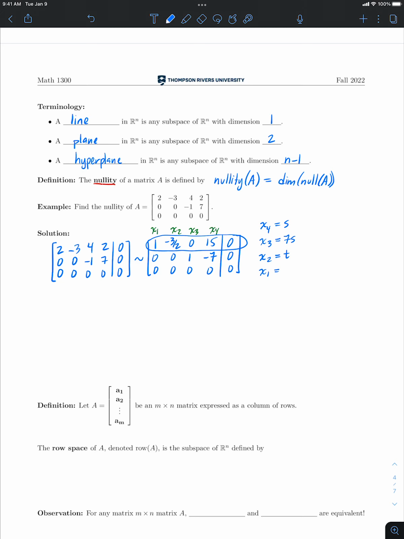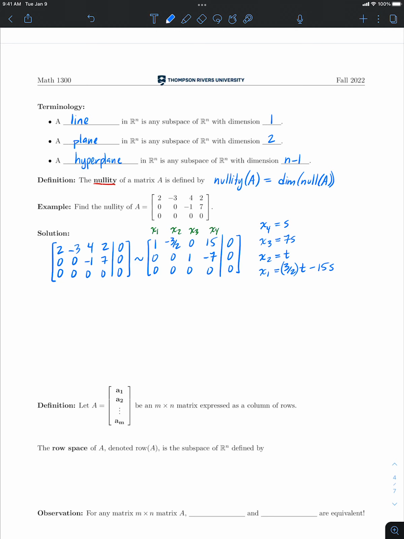We'll end up getting x1 minus 3/2 x2 plus 15x4 is equal to 0. So if you isolate x1, you're going to get, on the other half of your equation, 3/2 x2 minus 15x4. But once I plug the parameters in, I'll have 3/2 t, because x2 is equal to t, minus 15s, since x4 is equal to s. So that's how I get my general solution.